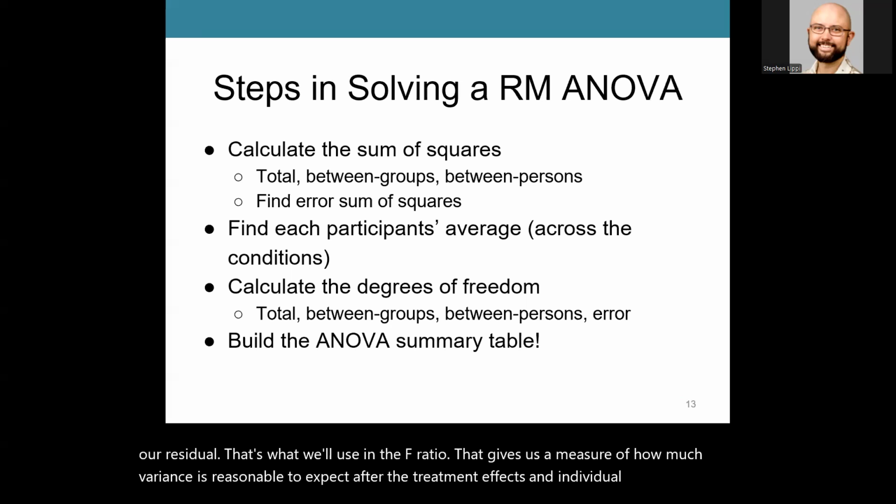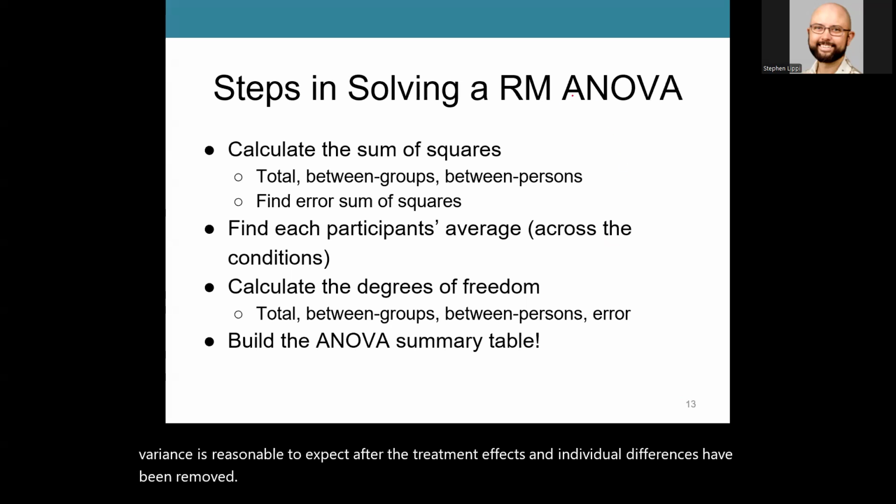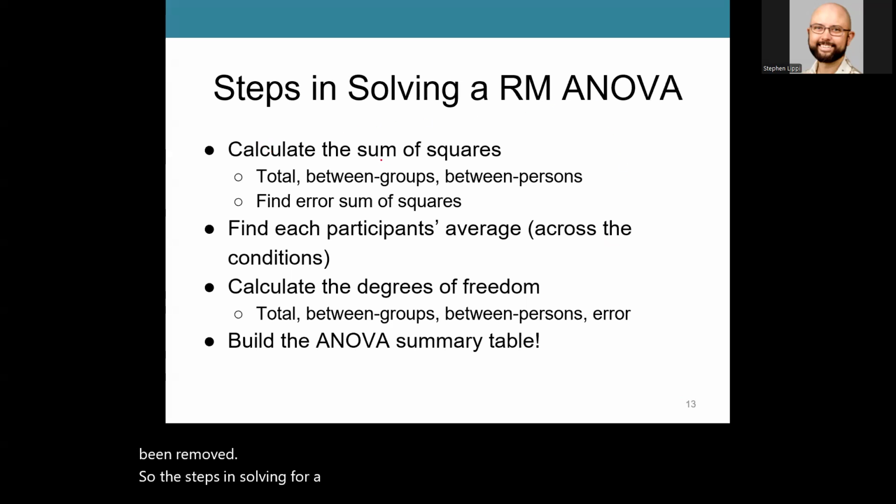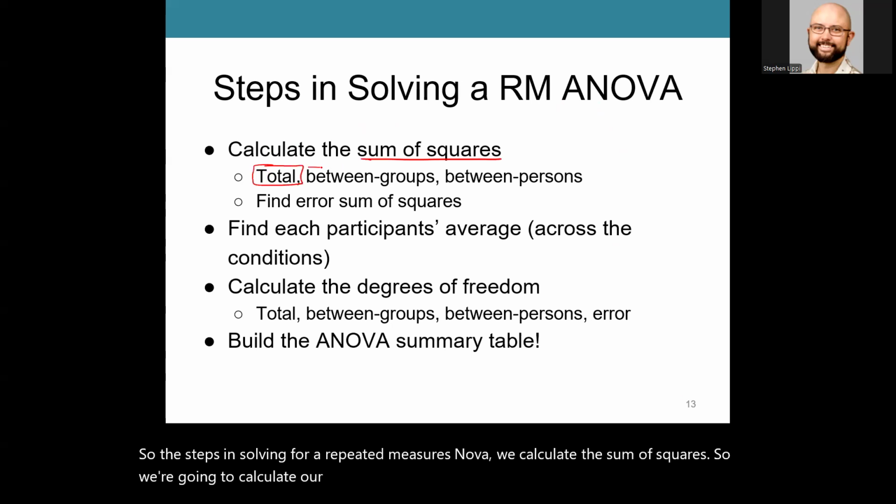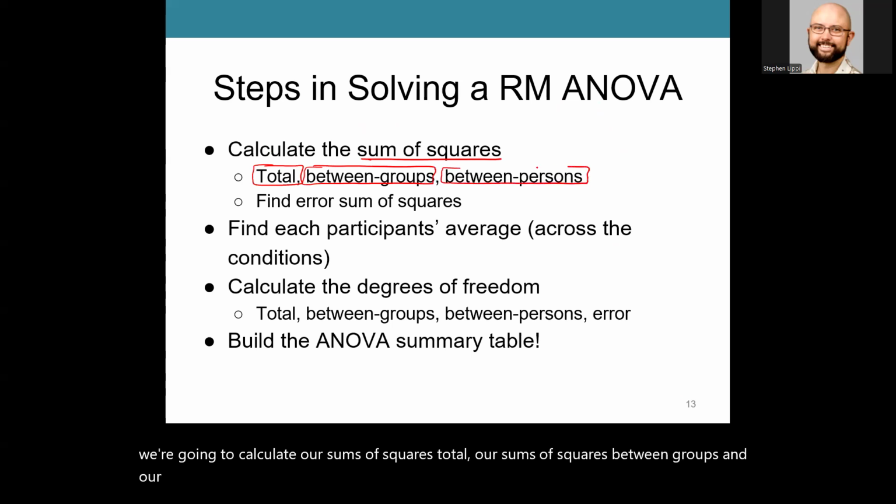That's what we'll use in the F ratio. That gives us a measure of how much variance is reasonable to expect after the treatment effects and individual differences have been removed. So the steps in solving for a repeated measures ANOVA, we calculate the sum of squares. So we're going to calculate our sums of squares total, our sums of squares between groups, and our sums of squares between persons. And with those three, we can then calculate the residual sum of squares.